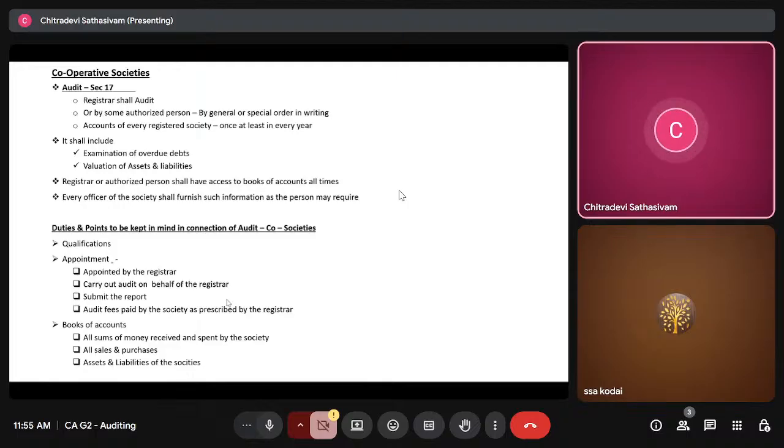Now, from the Cooperative Societies Act, I am going to take you through how it has been dealt with. Especially for this chapter, if you know the section, you write it. Otherwise, don't write the wrong section, it will go away.